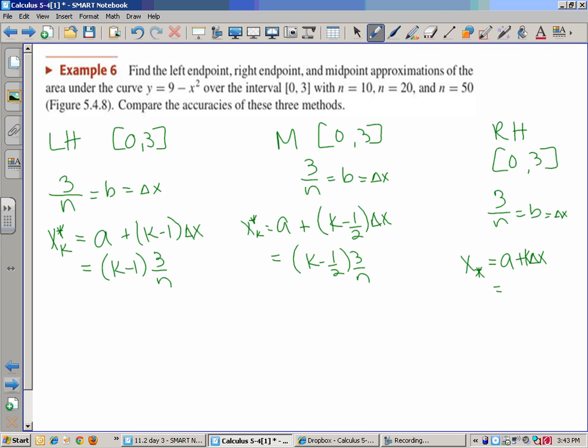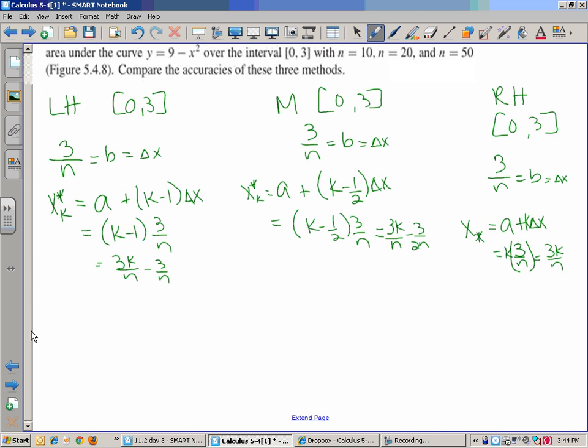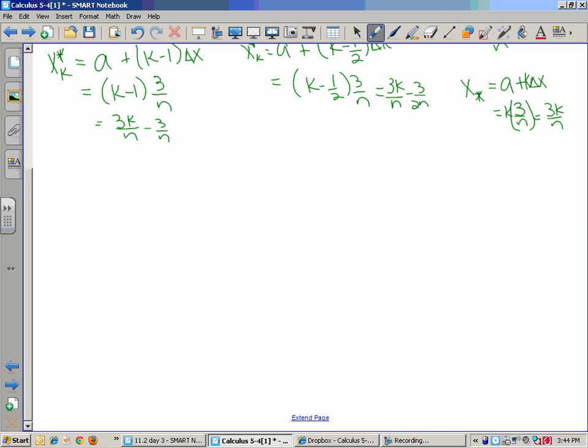And here I'm going to have K times 3 over N, or just 3K over N. 3K over N minus 3 over 2N. And over here I'm going to have 3K over N minus 3 over N. Now I need to plug those into my formula.